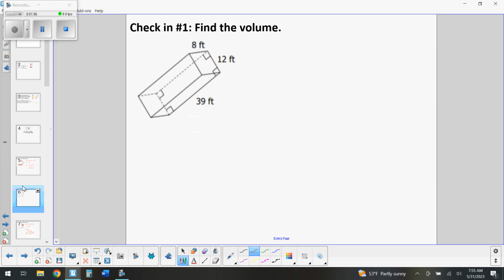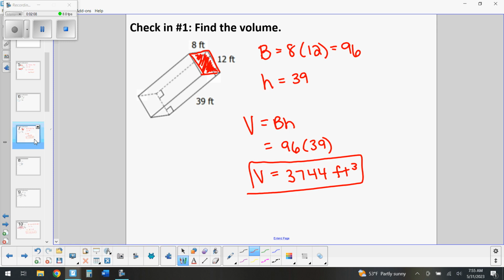You go ahead and try this one. Pause. When you're ready to see the answer, hit play. All right, so I considered the side that had dimensions of 8 and 12 to be the base, so I found the area of the base is 96. The height then was 39, so the volume was 3,744 cubic feet.